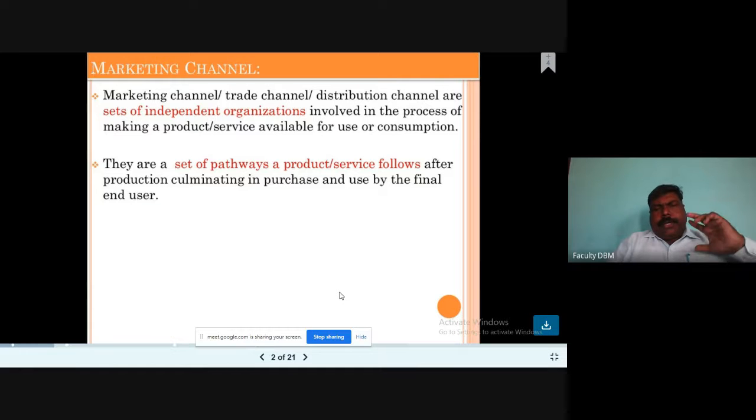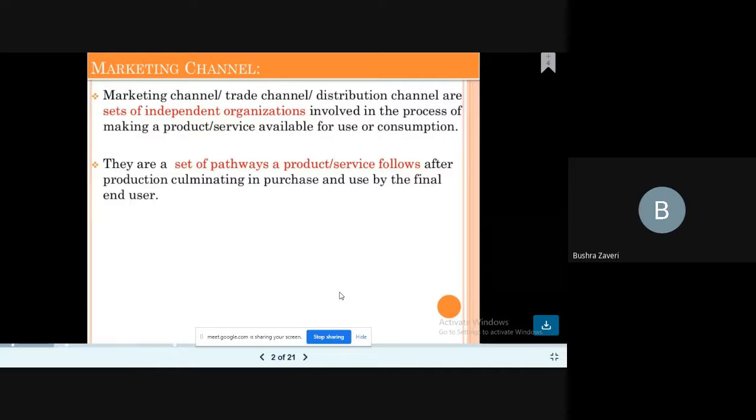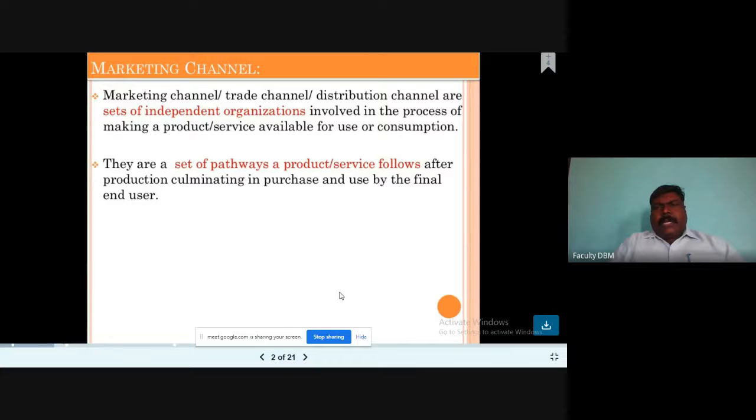Today we are going to see the marketing channels, that is the distribution channels, the players, and their motivation. How we are going to motivate those players. So, a marketing channel, also called a trade channel or distribution channel, is a set of independent organizations involved in the process of making a product or service available for use or consumption. These independent organizations are wholesalers, C&F agents. Yesterday we saw in the class who the middlemen involved are.